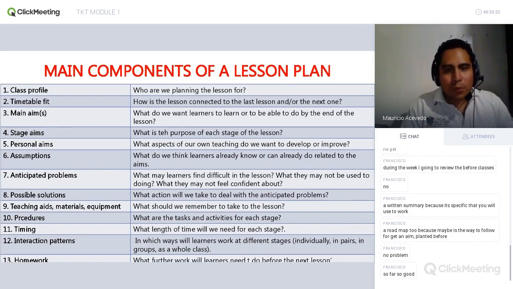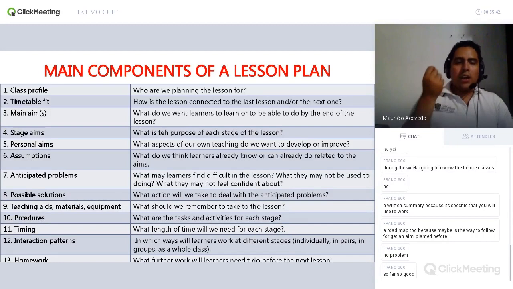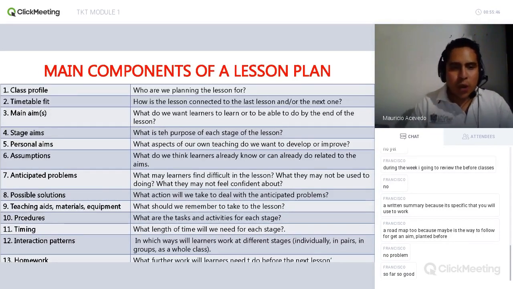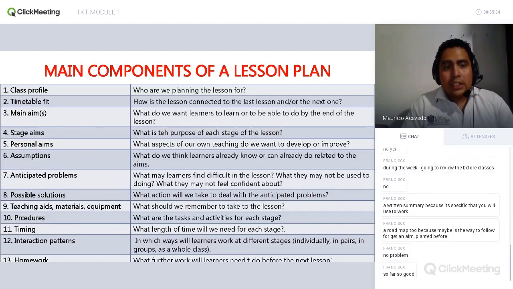Timing. Now we're going to talk about time. What length of time will we need for each stage? The difference between timetable fit and timing is that in this case you're going to have the minutes: 20 minutes for the first activity, 10 minutes for the icebreaker, 5 minutes for the introduction, and so on, all the time that you specify for each activity.